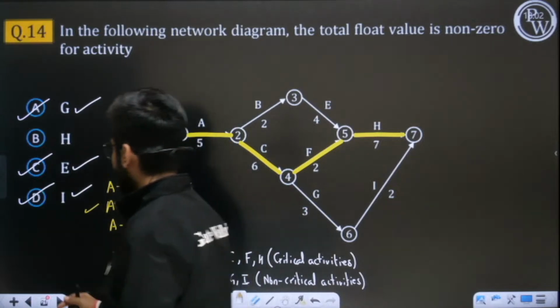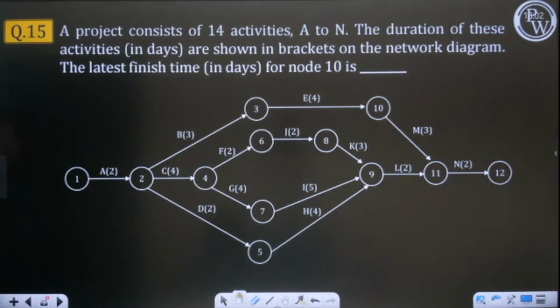Is this clear? Now we have one more question. Okay, so this is the question.